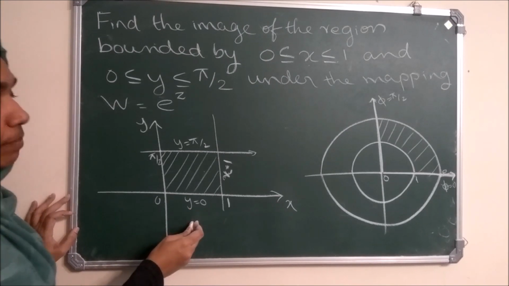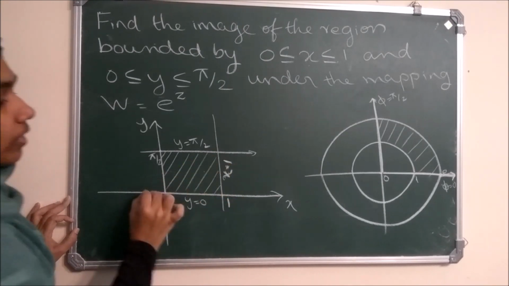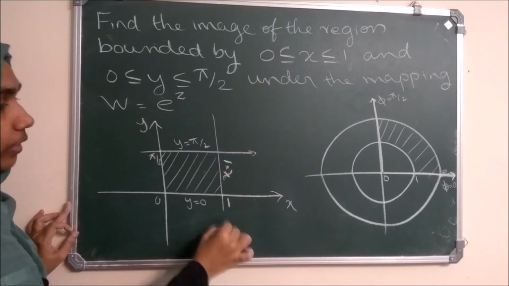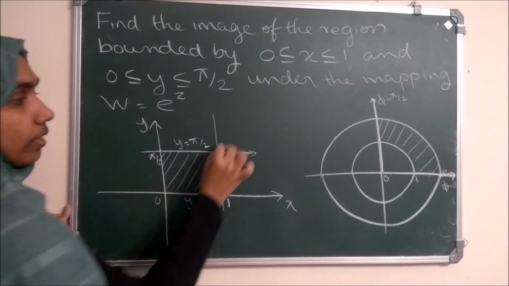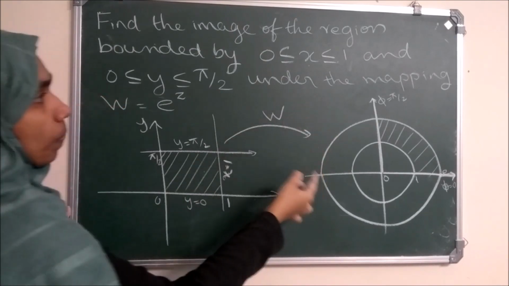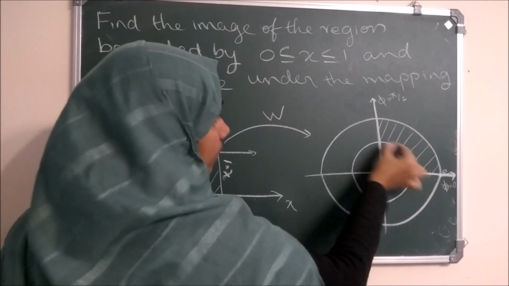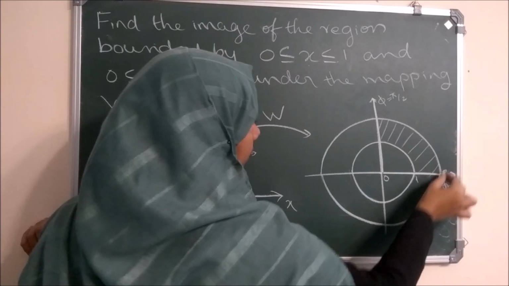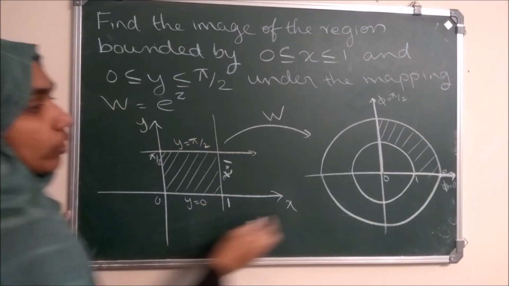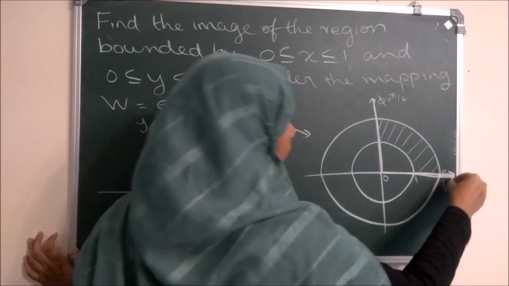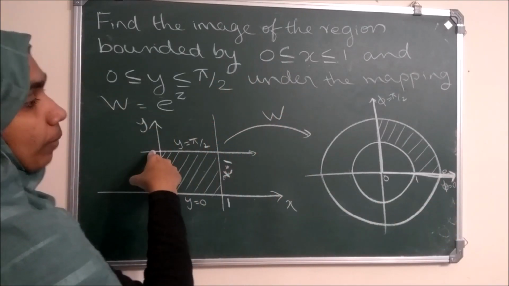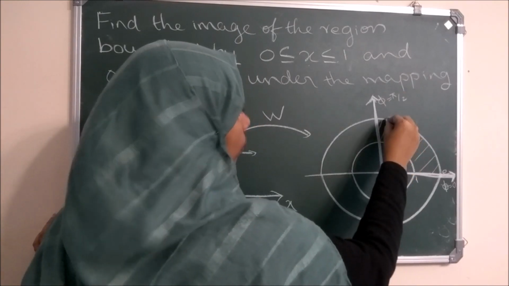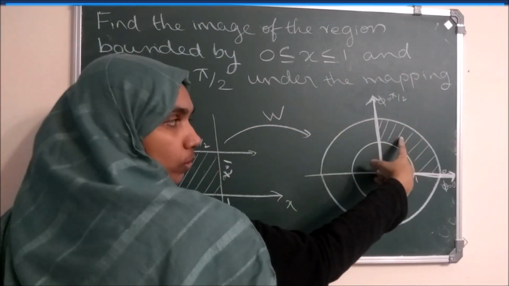So we can represent this mapping by this figure. You can see that this is y equal to 0, this is y equal to pi by 2, x equal to 0 and x equal to 1. So the region in between these is mapped as follows: x equal to 0 is mapped to this circle and x equal to 1 is mapped to the circle mod w equal to e, and y equal to 0 is mapped onto this ray phi equal to 0 and y equal to pi by 2 is mapped onto the ray phi equal to pi by 2. So this region is mapped onto this region.